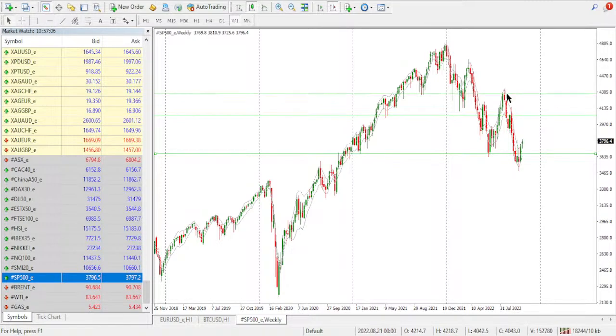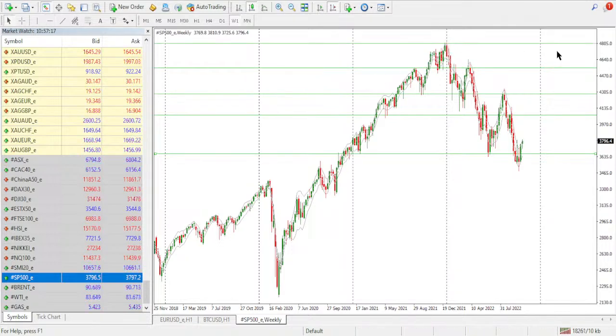My next target is this one, my next target is this one, and then the next target is the line we have at the top, which is this one here.